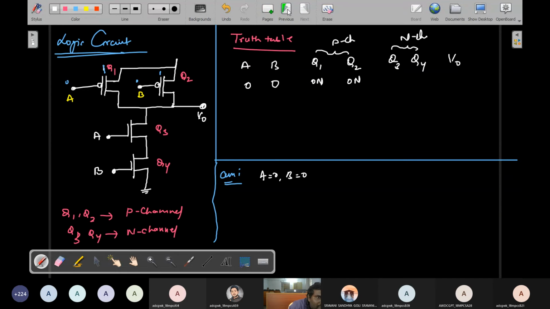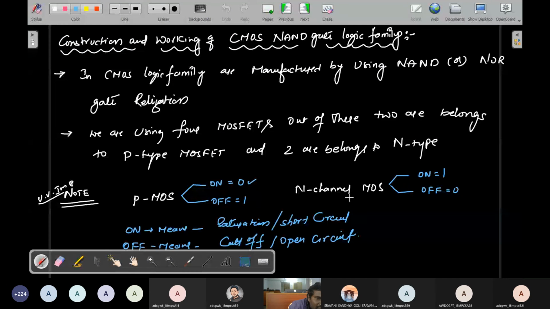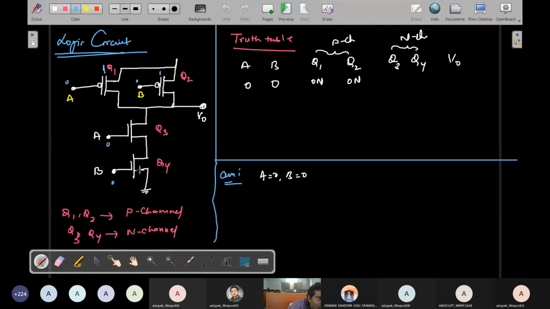And what about if 0 0 is given to this value? If it is a 0 value, what will happen? See, Q3 and Q4 are N channel MOSFETs. In an N channel MOSFET, if you give 0, it means it is in the off state. No need to think about a complementary situation. If you give A and B as 0, these are in the off state.